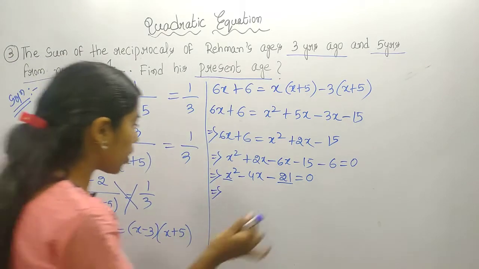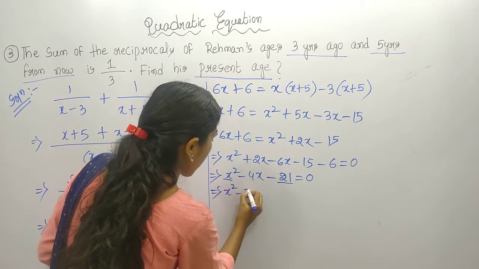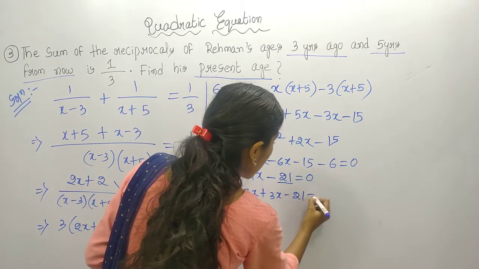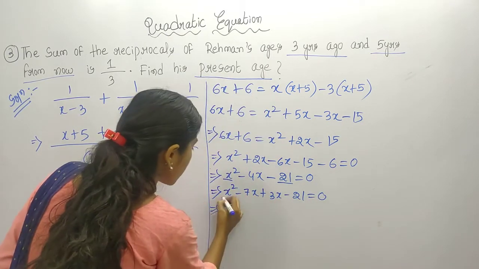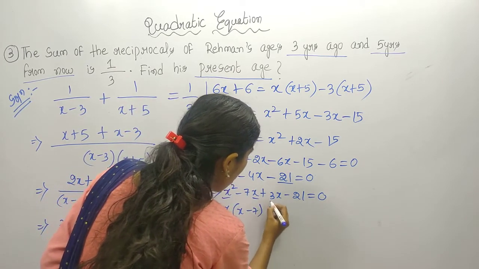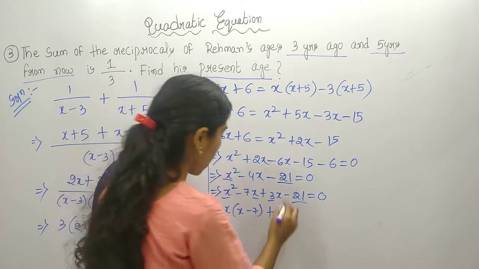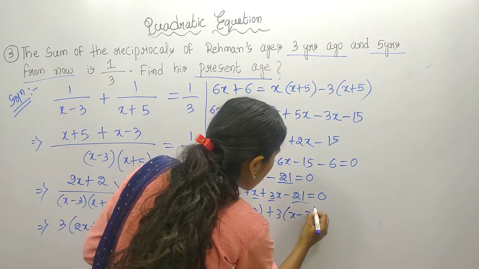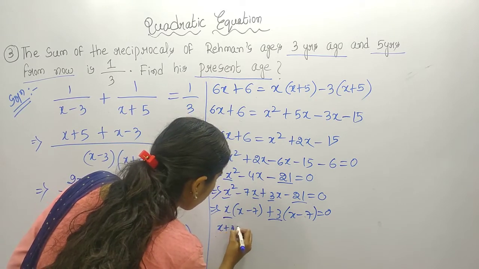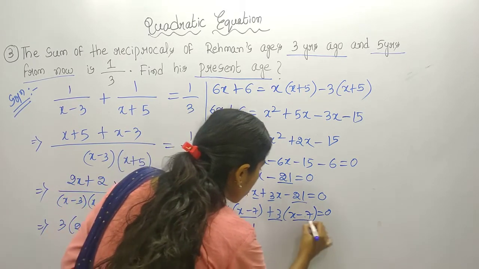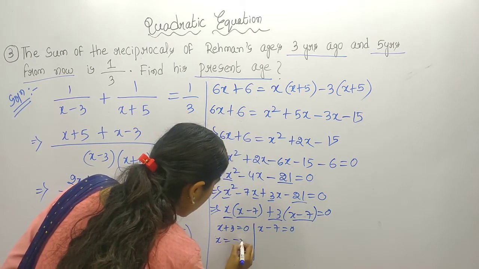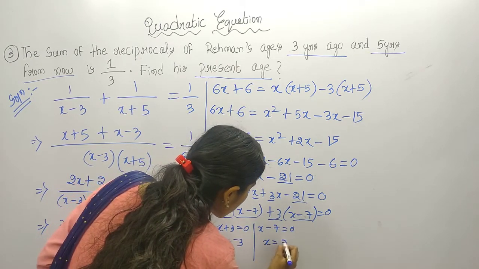So, here what will happen? x square minus 7x plus 3x minus 21 equals 0. So, that implies x is common. x minus 7 plus 3 is common; these are the multiples of 3 now. So, x minus 7 equals 0, and x plus 3 equals 0. Again, x minus 7 equals 0, so x equals 7; and x equals minus 3.